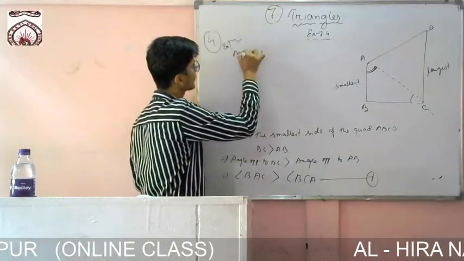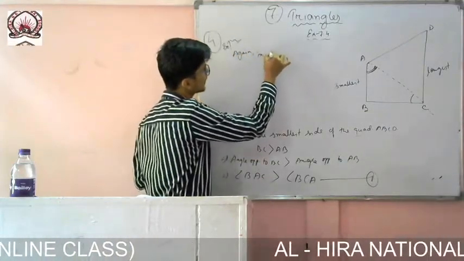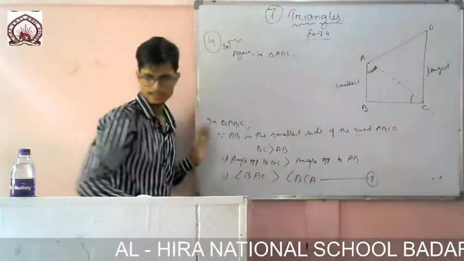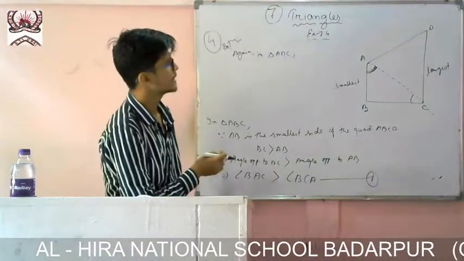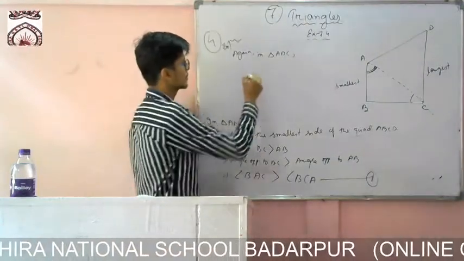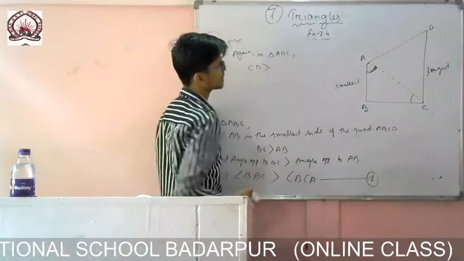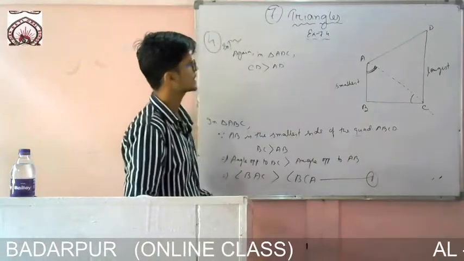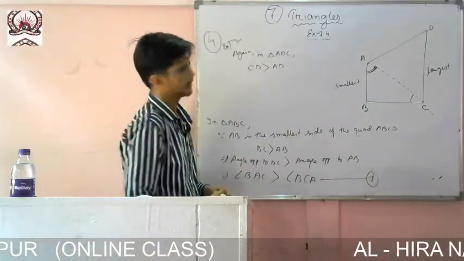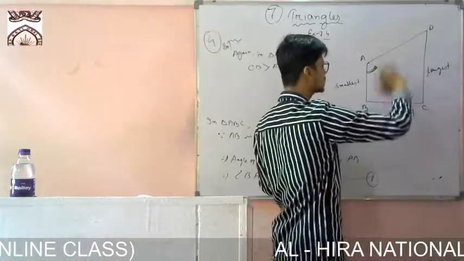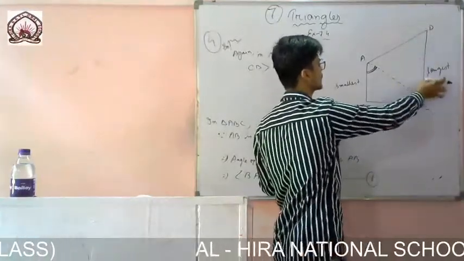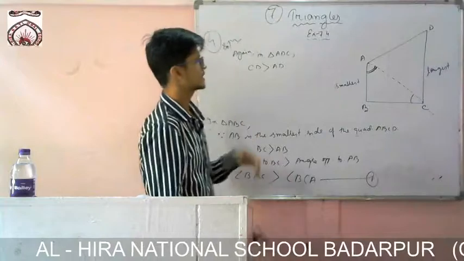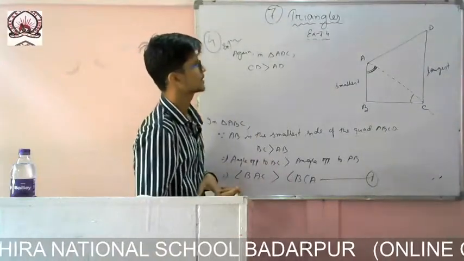Again in triangle ADC, CD is the longest side, so normally CD will be greater than whatever the remaining sides. So I can write CD is greater than AD. This is the longest side, that means whatever side there is in the quadrilateral will be less than this one. So if CD is the longest side, then let me take AD: CD is greater than AD.